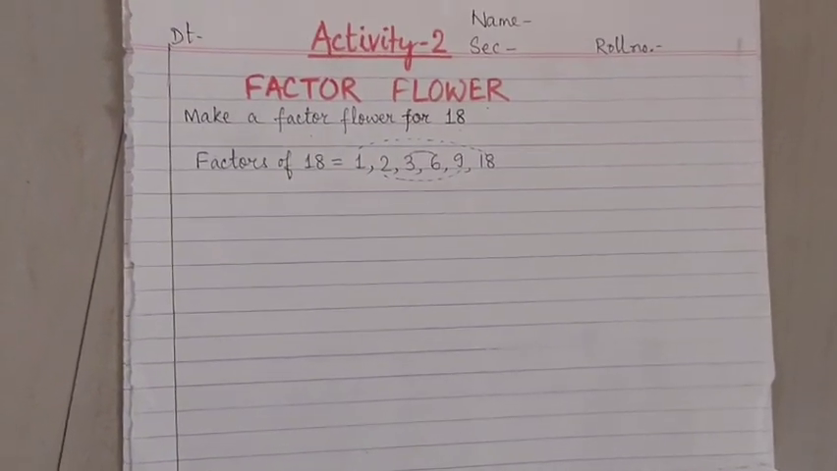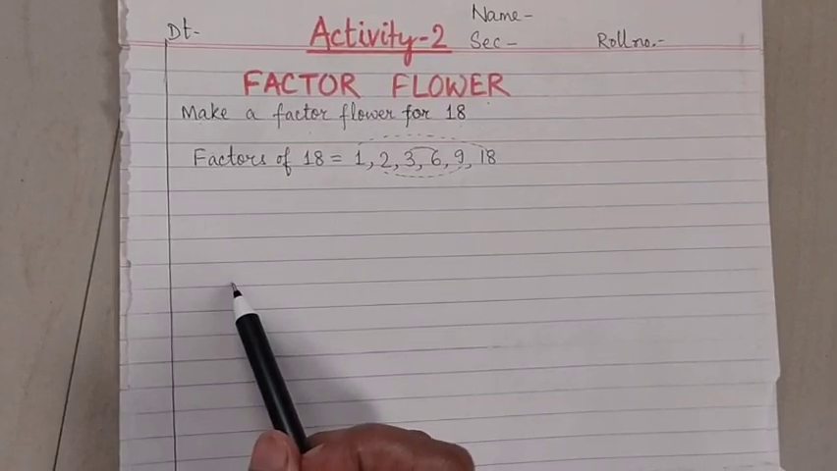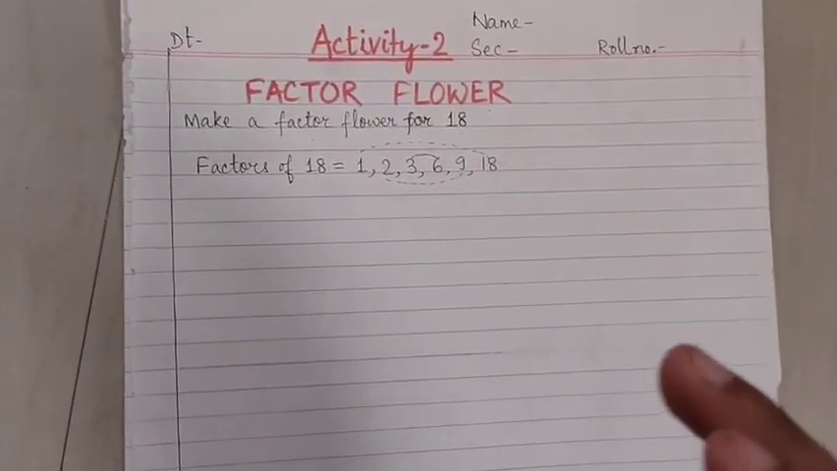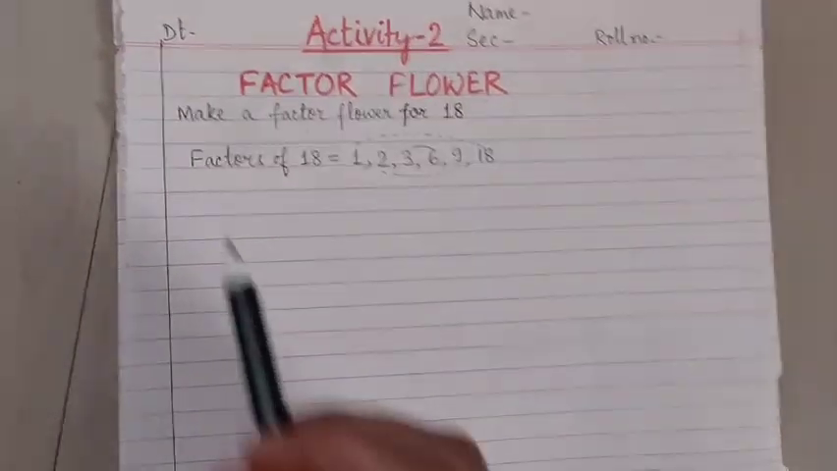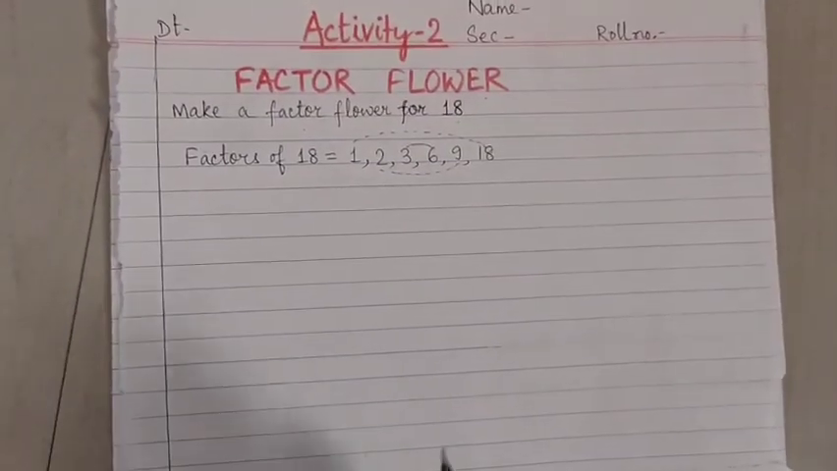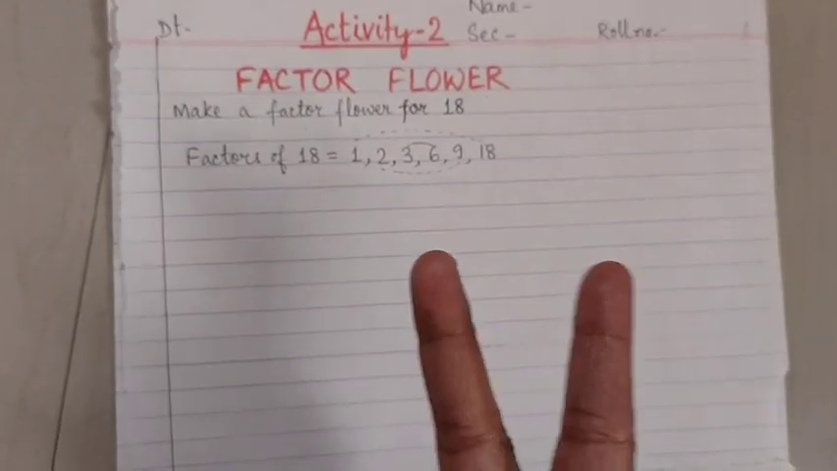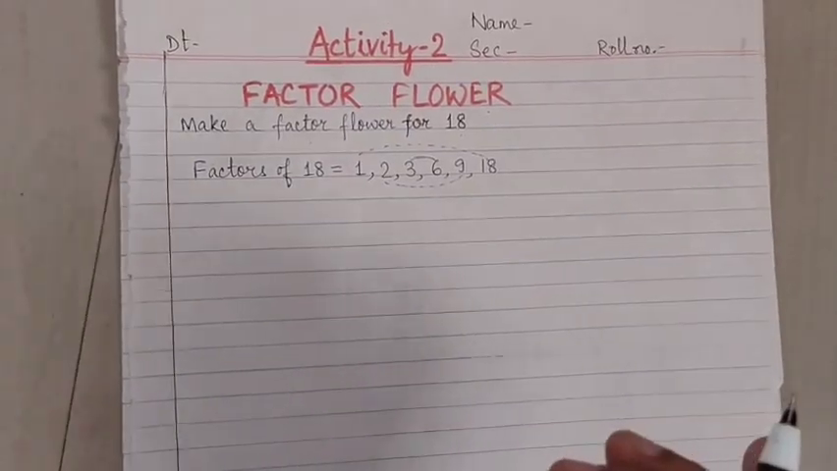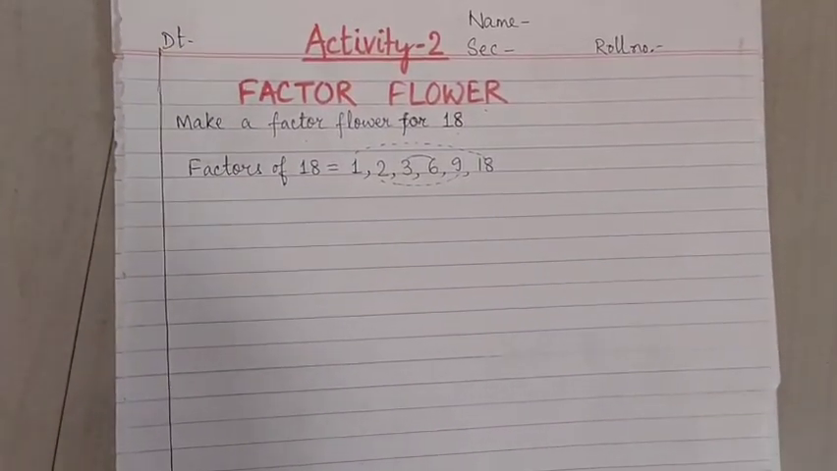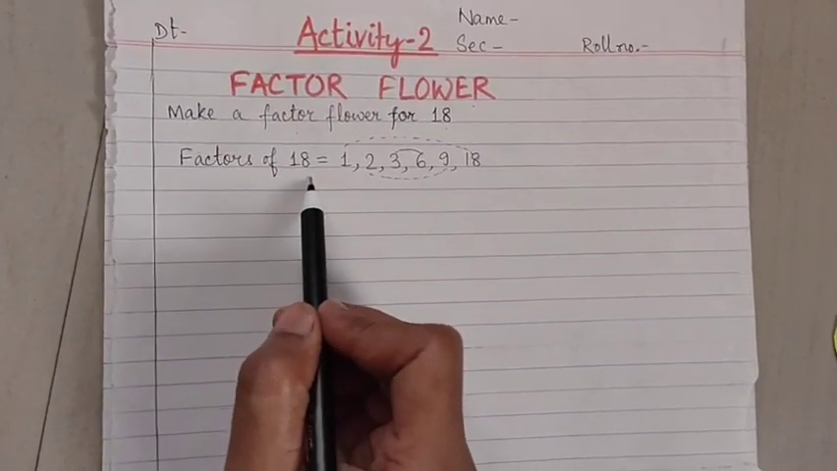So before doing that, first you have to list all the factors of 18 so that you can count how many petals you have to cut. For this activity you need color papers, actually 2 color papers, and pencil, sketch pen, then scissor and glue. Write all the factors of 18.